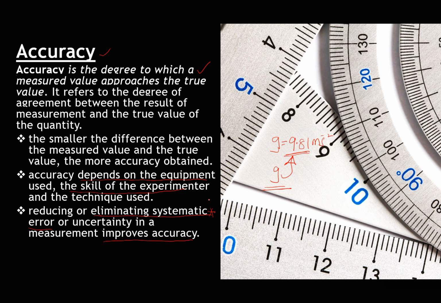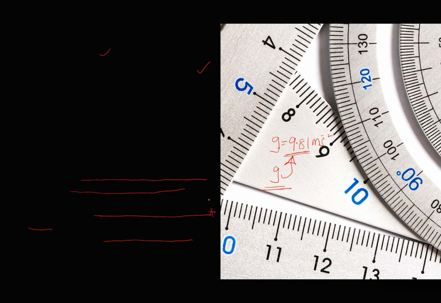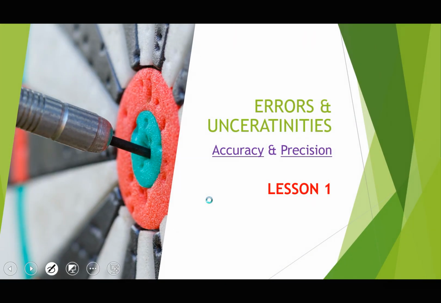In conclusion, accuracy refers to how close the measured values are to the true value, how close the average of measured values is to the true value. That is what we are going to call accuracy. On the other hand, what do we mean by precision?